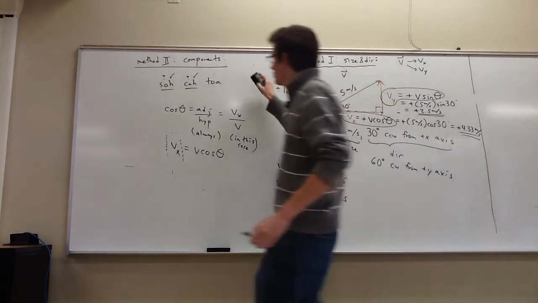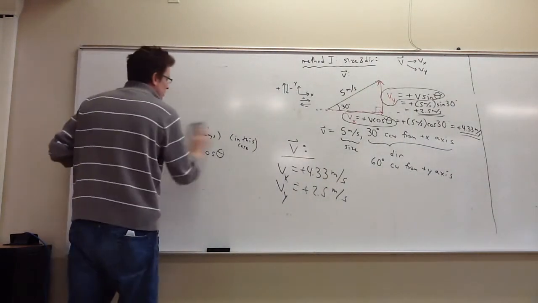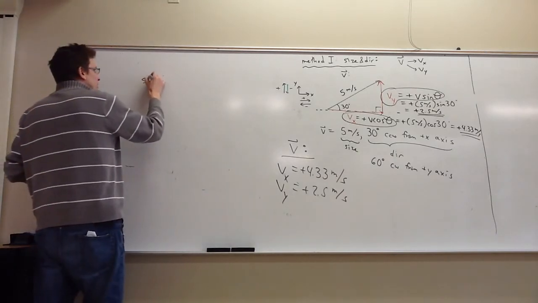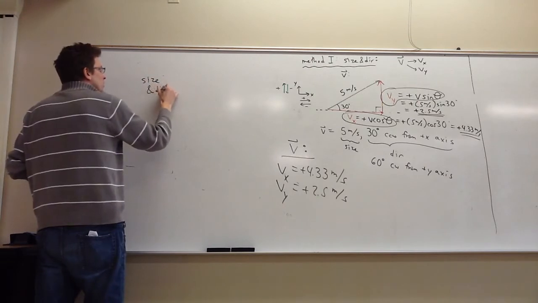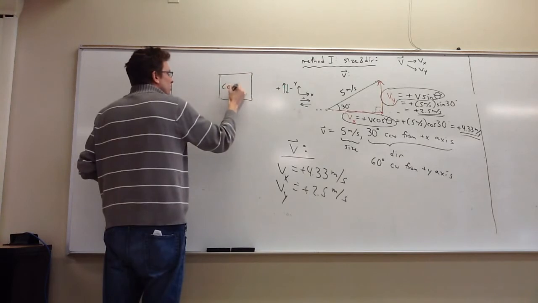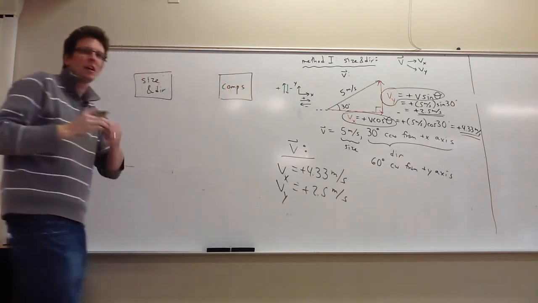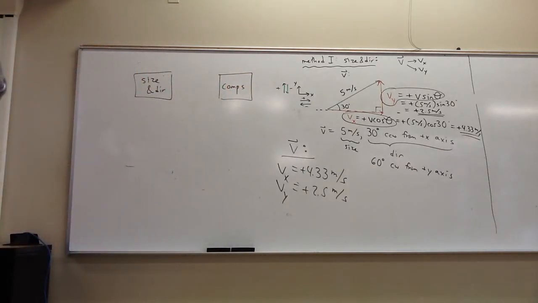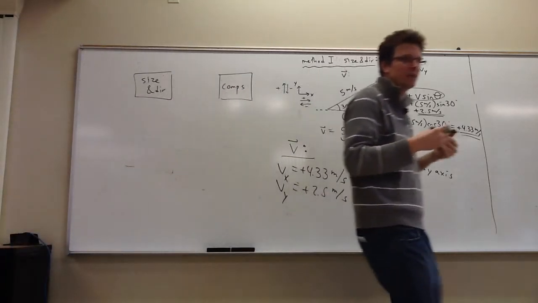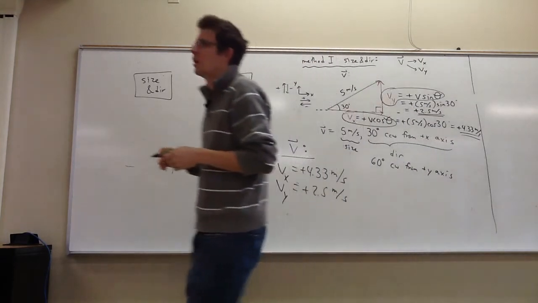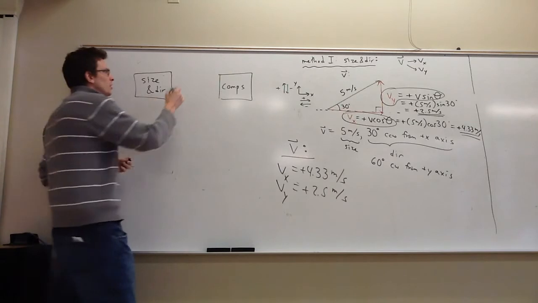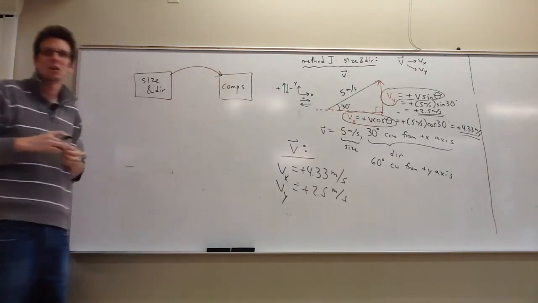So let's write down those two methods. You have the size and direction method, and you have the components method. Because they both have their strengths and weaknesses, you want to be able to go back and forth between these two as you need. A lot of times at the beginning of a problem, you'll be given something in terms of size and direction, and you'll want to get it in components to do a computation with it.